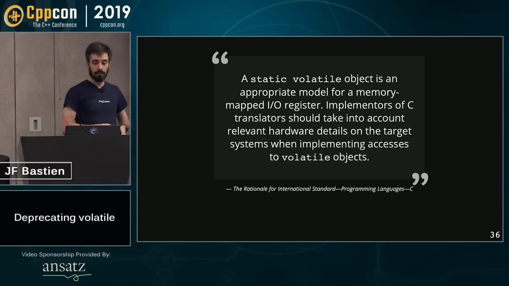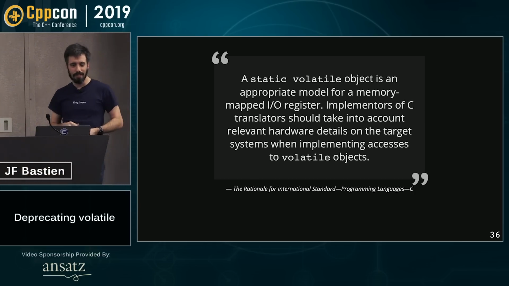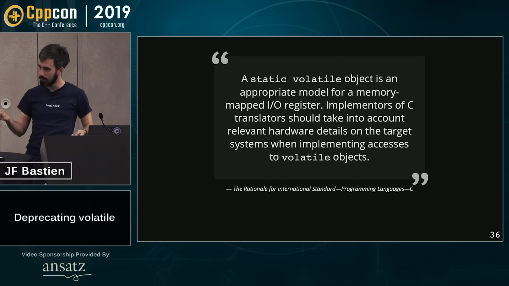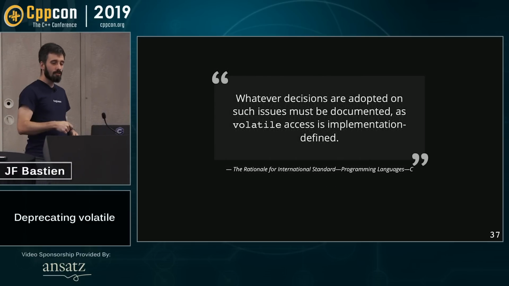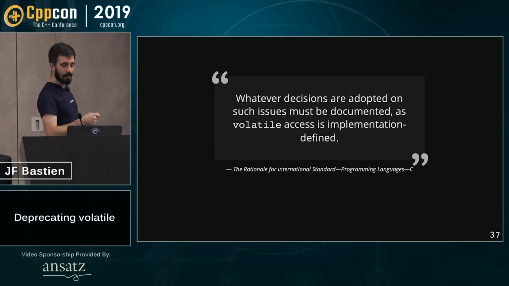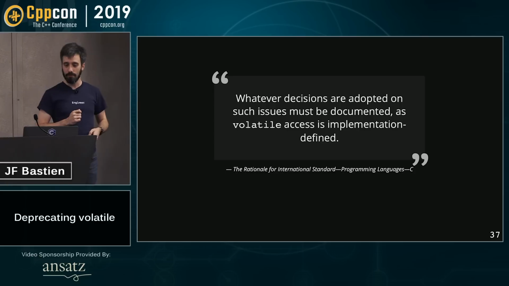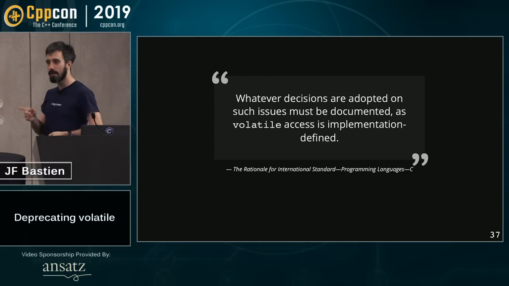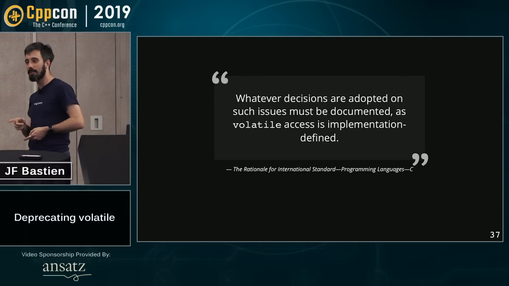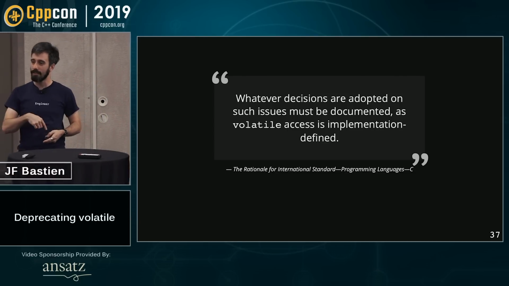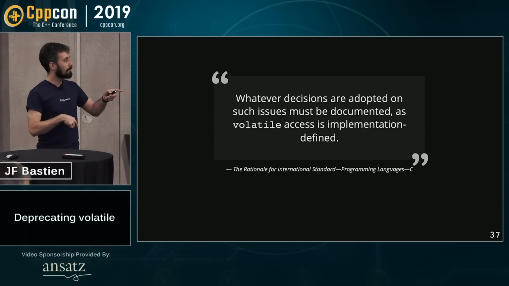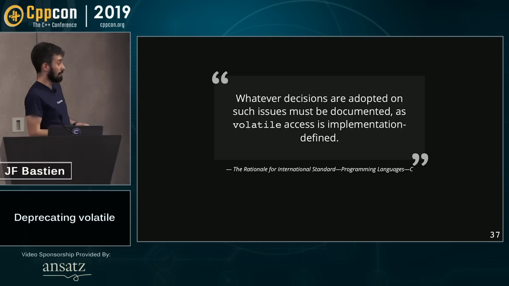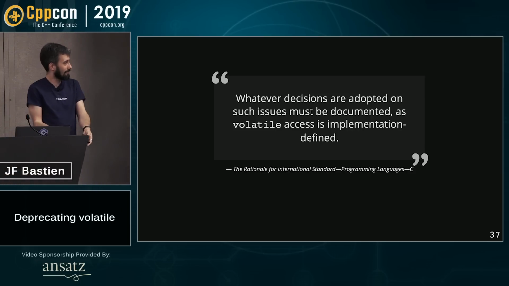Implementers of C translators, which is a weird way to say compilers, should take into account relevant hardware details on the target system when implementing accesses to volatile objects. It makes sense. Whatever decisions are adopted on such issues must be documented, and volatile access is implementation-defined. So there's a list of things you can choose, and you should really document what those are. Who's read the documentation manual for the compiler to see what we're guaranteeing? You have? Does it say anything? Yeah, it doesn't say anything. I mean, the source code is there. That's documentation, right? It's pretty good.